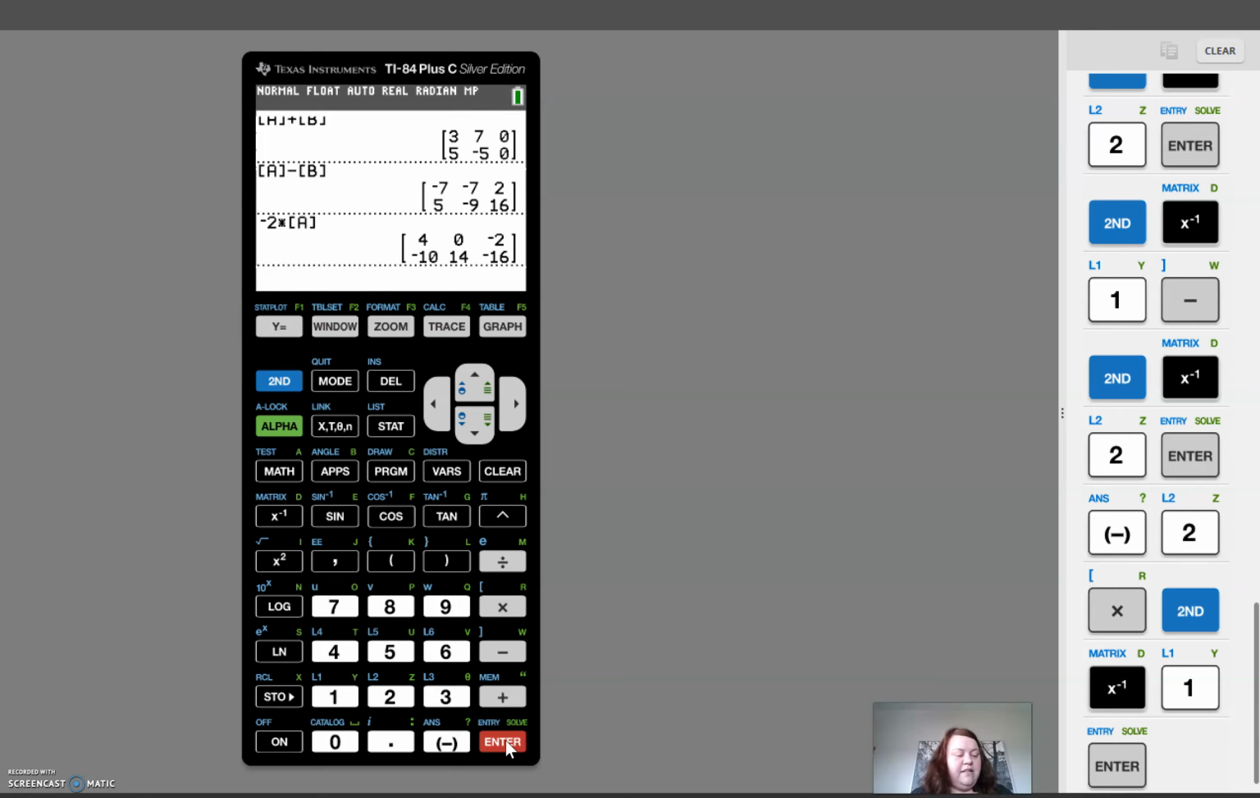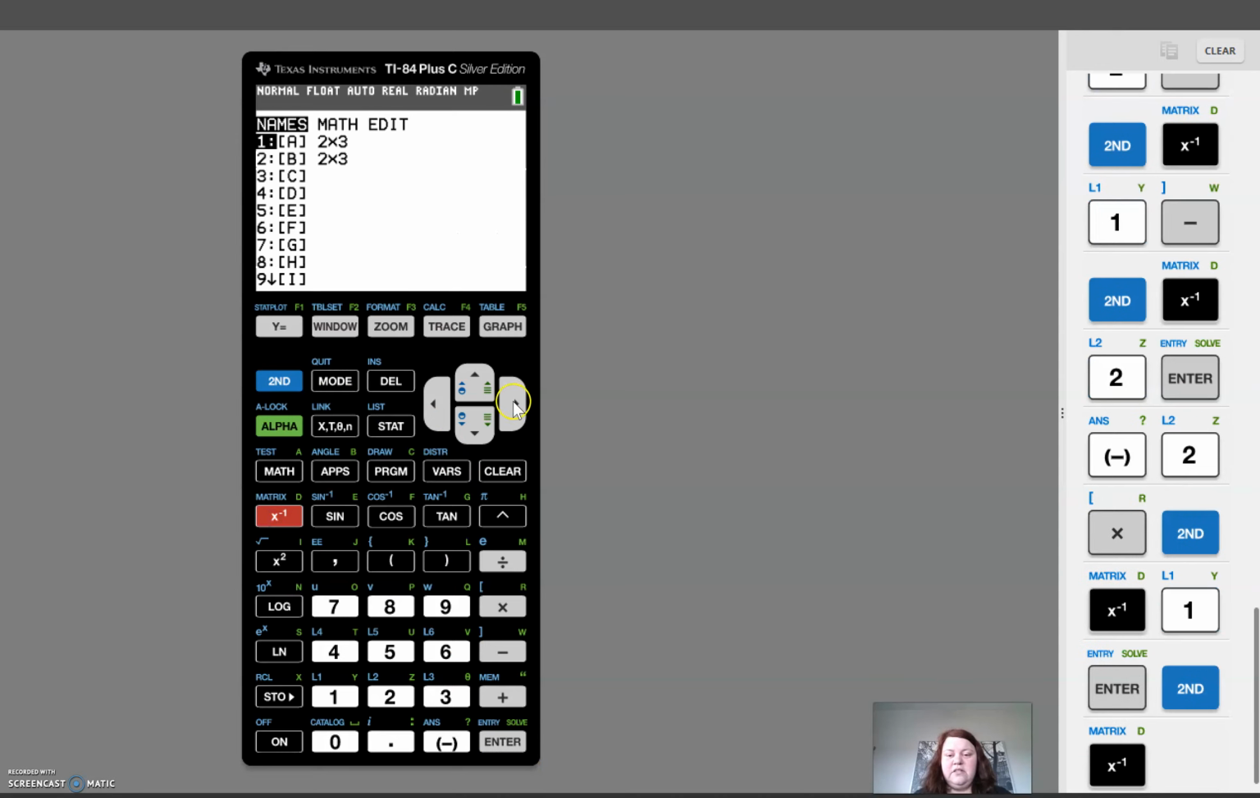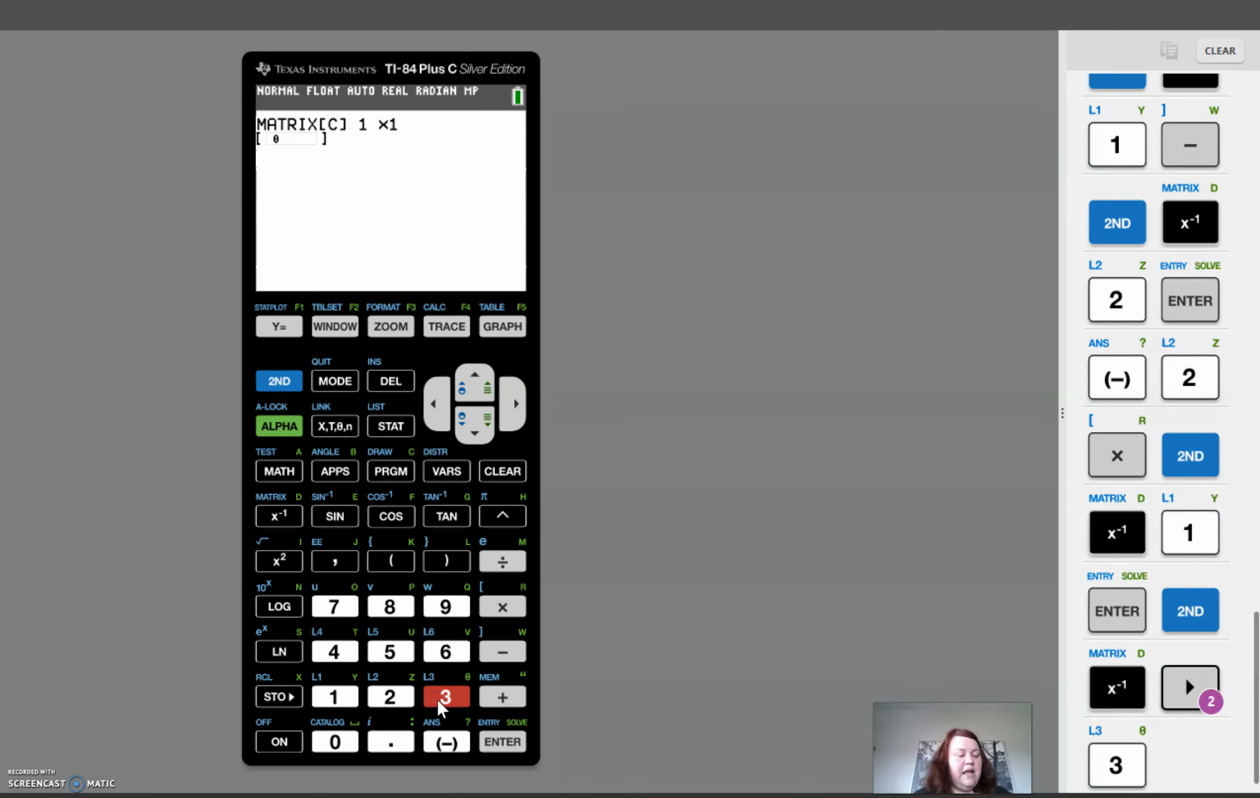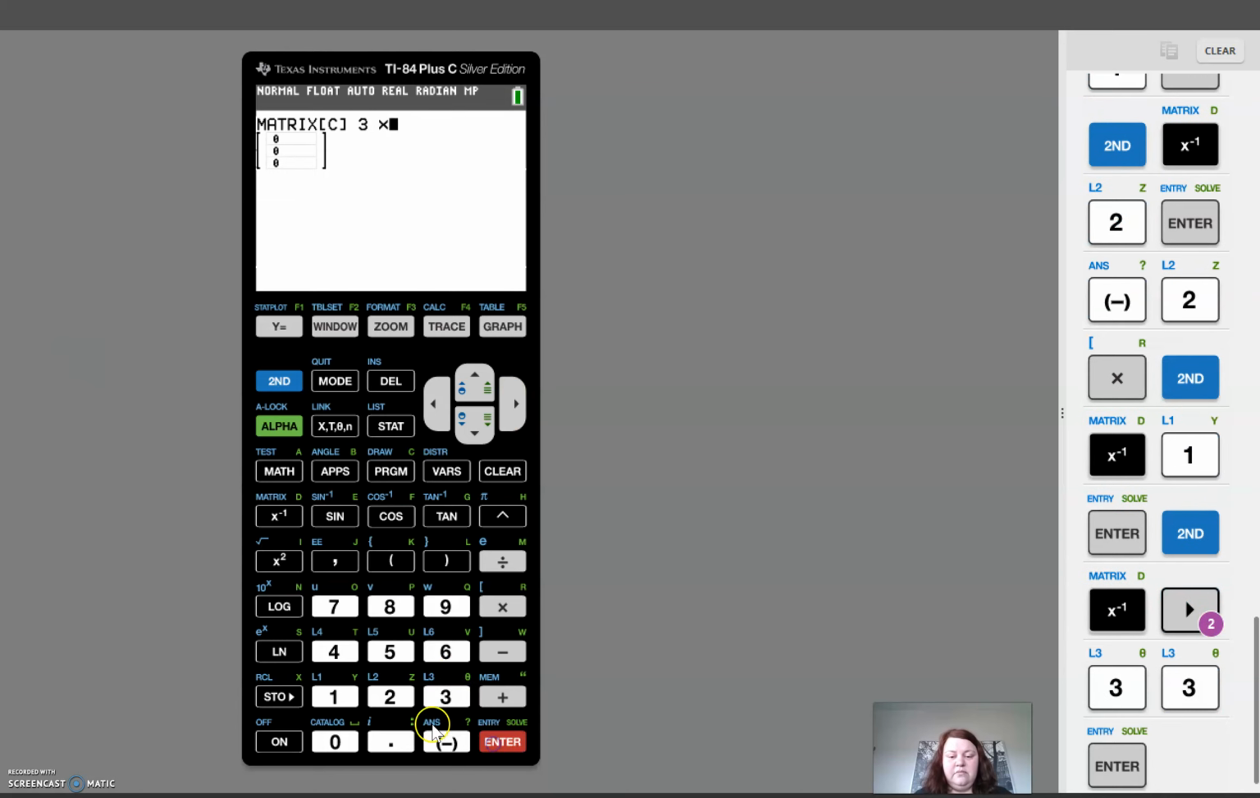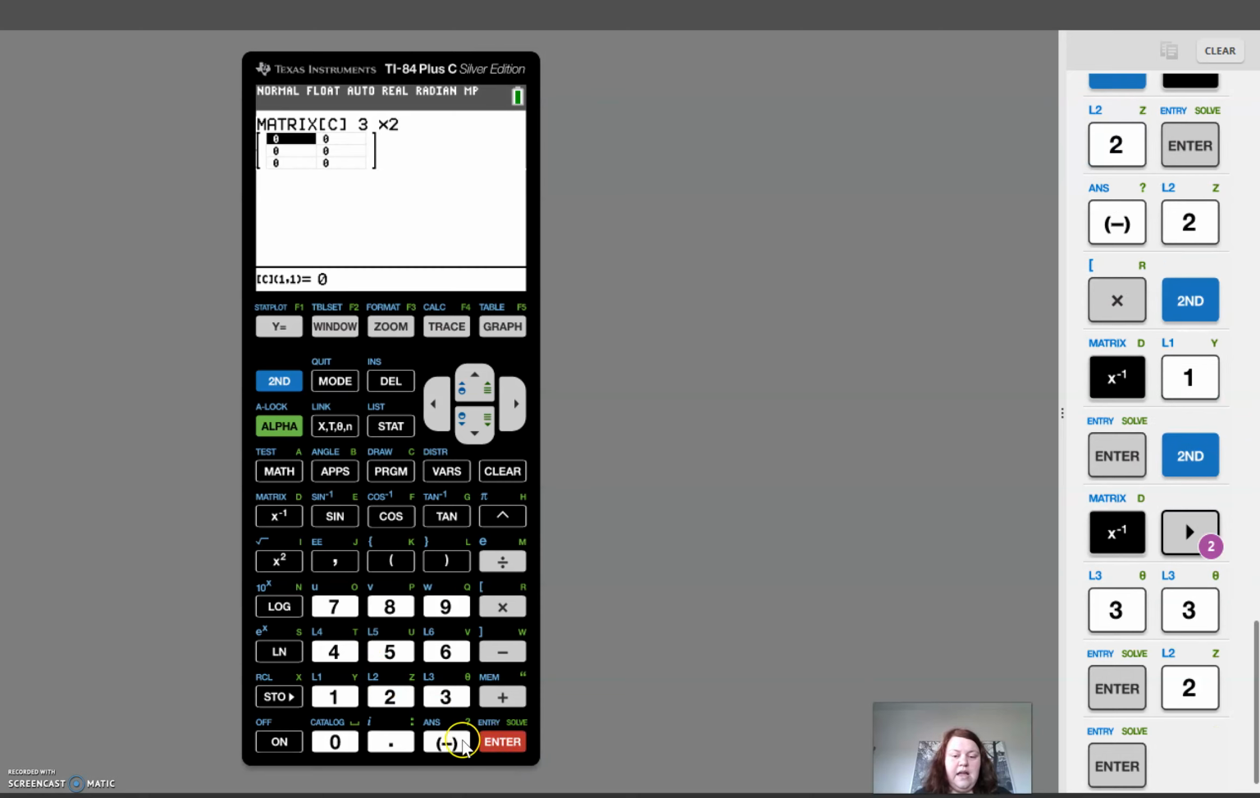Okay, finally, if you want to multiply matrices, you can't multiply a 2 by 3 by another 2 by 3. You have to multiply it by a 3 by 2 or something that has 3 by something. Otherwise, it won't work out for you. So in order to do that, I'm going to have to add in another matrix. So I'm going to go back to my second, X to the negative first, go over to Edit, and I'm going to choose option 3. And this time I'm going to have a 3 by 2.